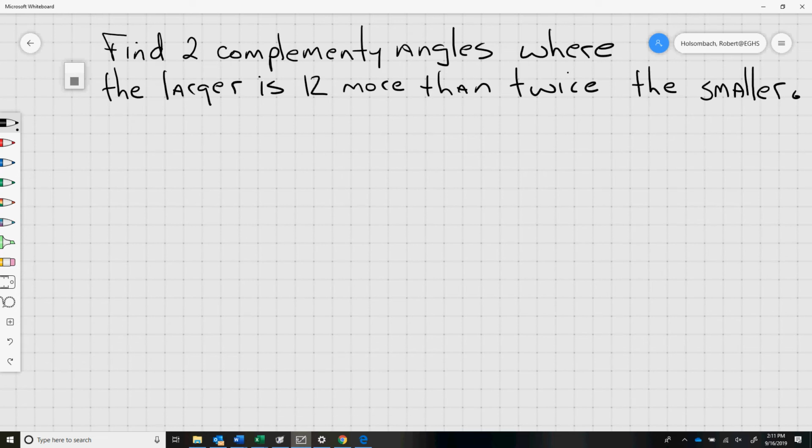The first part of your setup's the same. You've got an angle plus another angle, right? And what do they have to equal? Now they're 90 because they're complementary. The first angle we can call A. The second angle is 12 more than twice the smaller: 2A plus 12. Good.